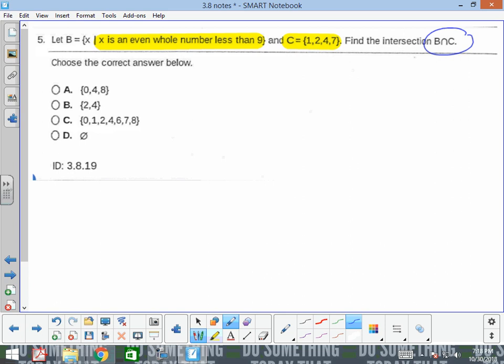So B intersects C. Remember, X is an even whole number, so that's 2, 4, 6, and 8, that's less than 9. C has 2 and 4. So those are your two numbers that they have in common. That's where they intersect. Looking at what they have in common.